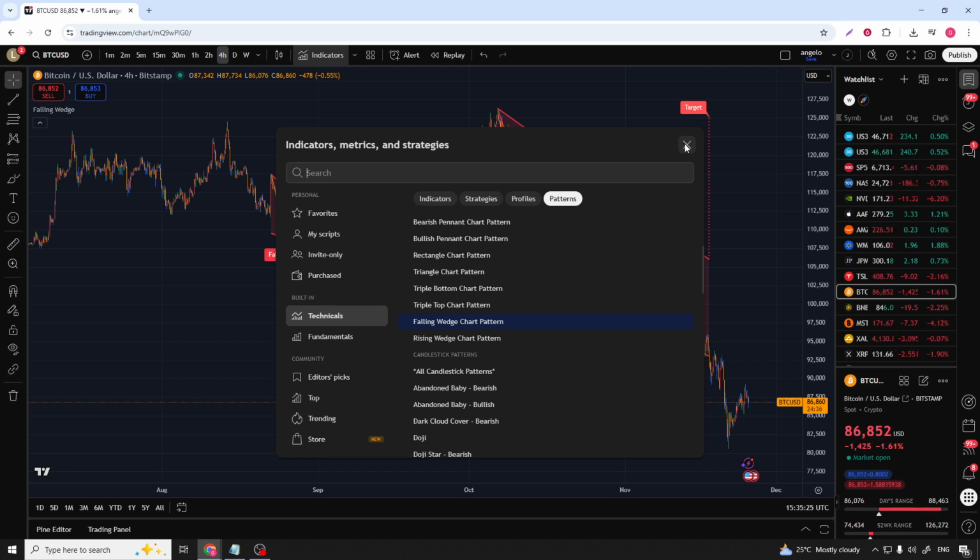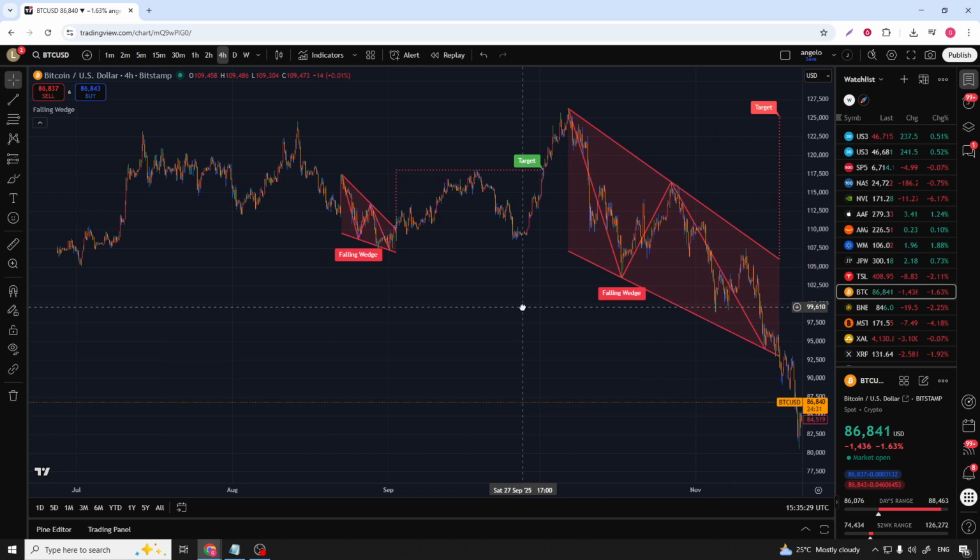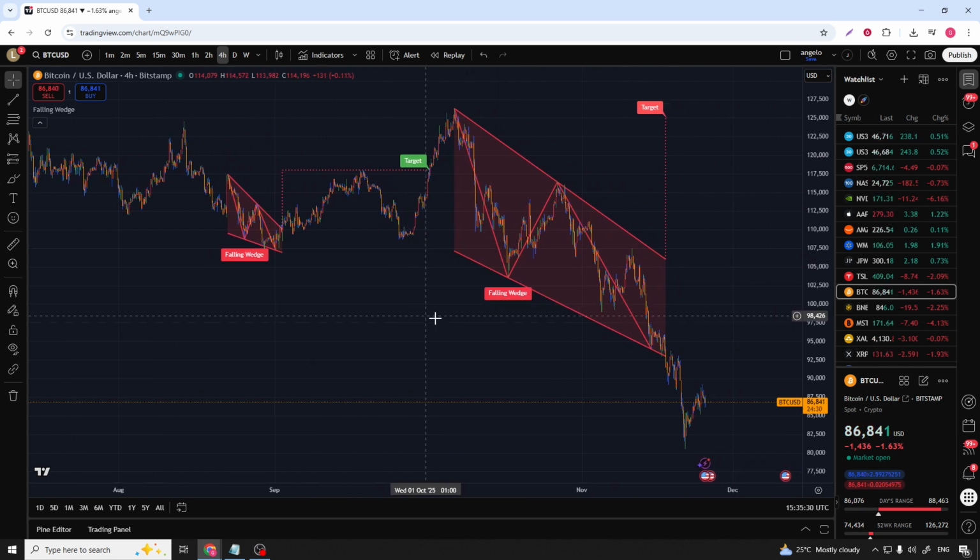After you select it, TradingView will start scanning the visible price data for any structure that matches a falling wedge. If it finds one, it will outline it directly on your chart with trend lines converging downward.